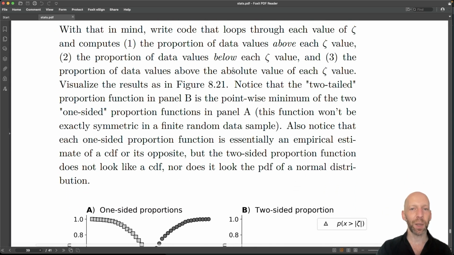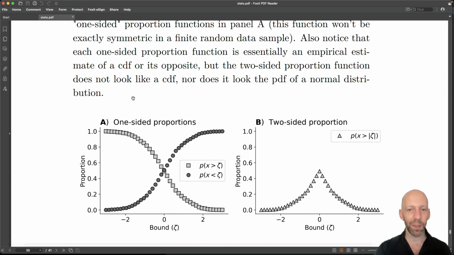So in this exercise, write code that loops through each value of zeta and computes the proportion of data values above each of these zeta values and the proportion of data values below each zeta value. Okay, so those two quantities are going to give you panel A here. So this is the bound for zeta. This is our numbers from -3 to +3.